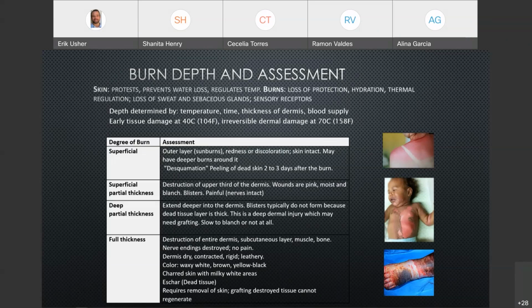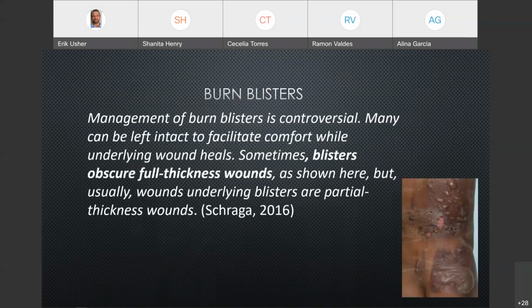So remember, the skin is the largest organ of our body. It protects, it prevents water loss, and it regulates temperature. So when we have a burn like that, it loses the protection, where we lose that hydration, and our thermal regulation is gone. So we lose sweat and sebaceous glands and also sensory receptors.